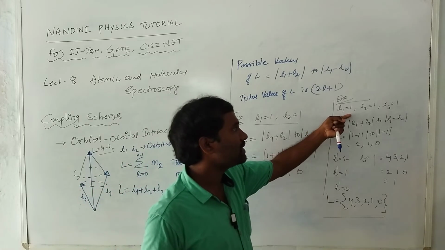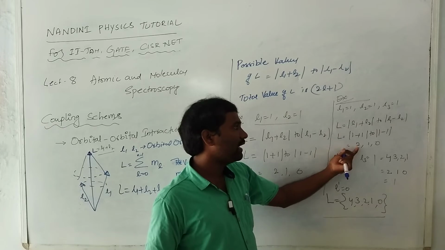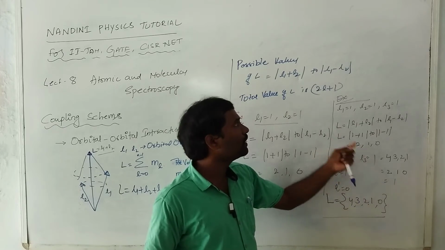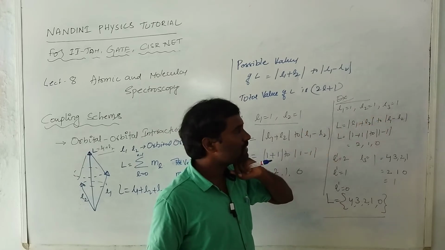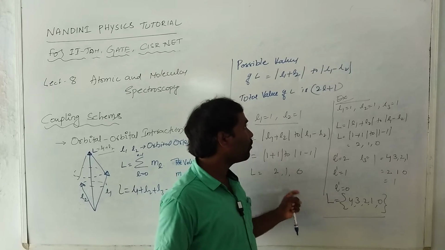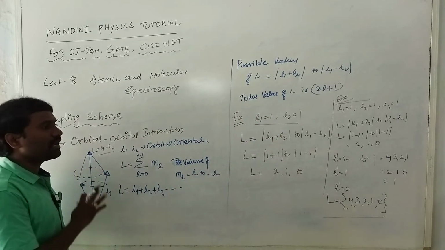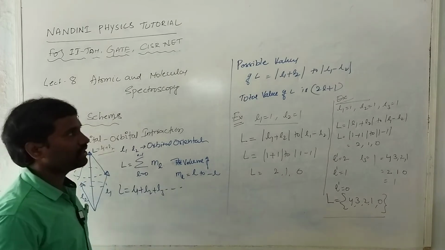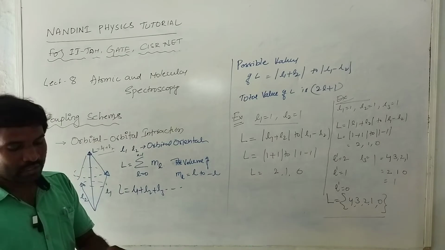In this case I will consider 3 orbital quantum numbers. So in this case I will get possible values are 4, 3, 2, 1, 0. So how many possible values? You will take any number of quantum numbers, no problem, but these are the possible values in orbital orbital interaction. So this is an example for orbital orbital interaction, and the total value of J is represented by 2L plus 1.